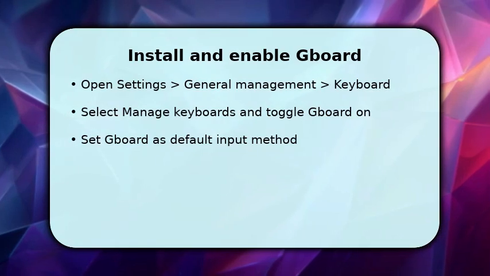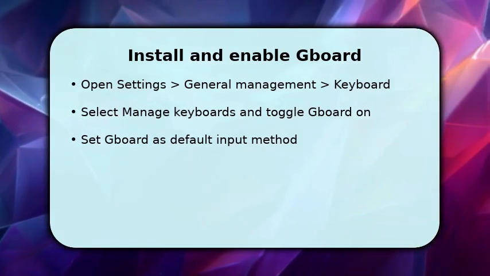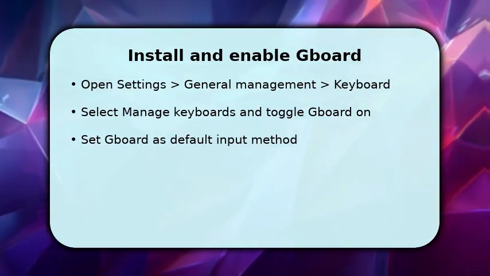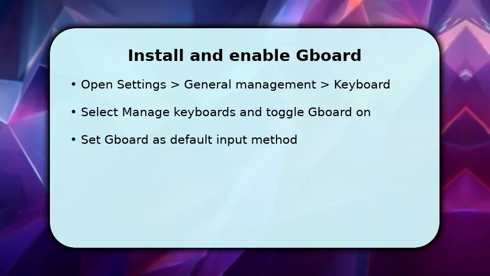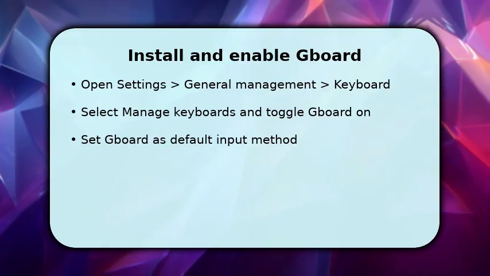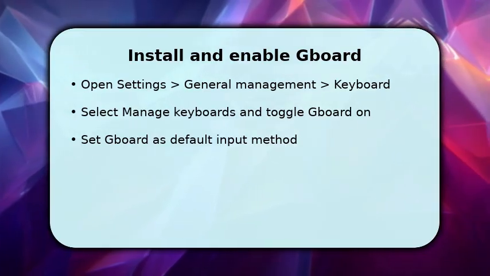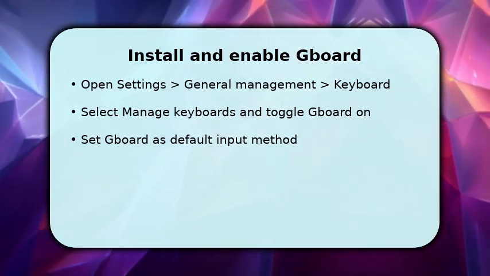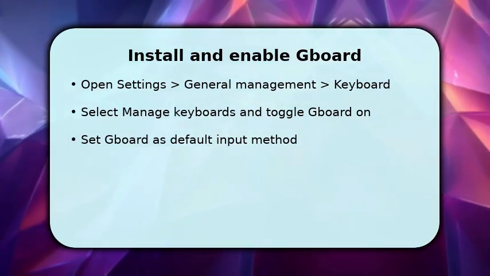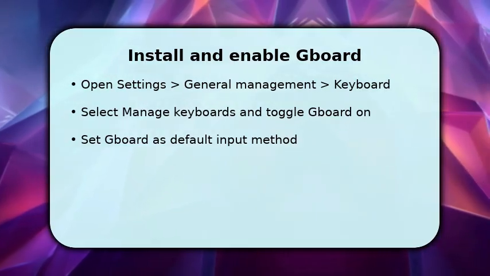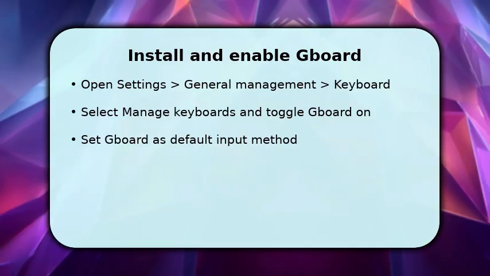Continue by enabling and configuring Gboard so it becomes your active keyboard. After installation, open Settings, go to General Management, then Keyboard, and choose Manage Keyboards. Toggle Gboard on. You'll see a security prompt; accept it to allow full keyboard features. Next, select Default Keyboard and pick Gboard so apps use it. Make sure permissions for microphone and storage are granted if you want voice typing and GIF. Once this is set, the keyboard is ready for customization.